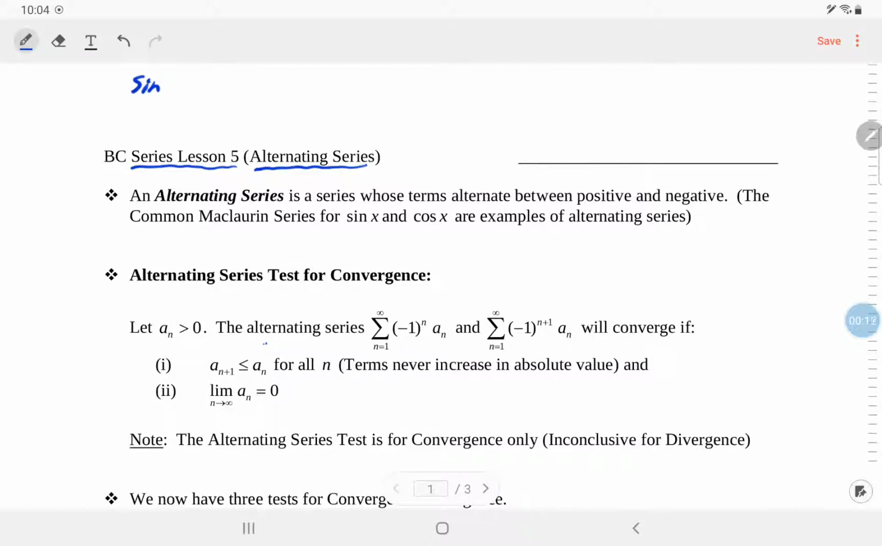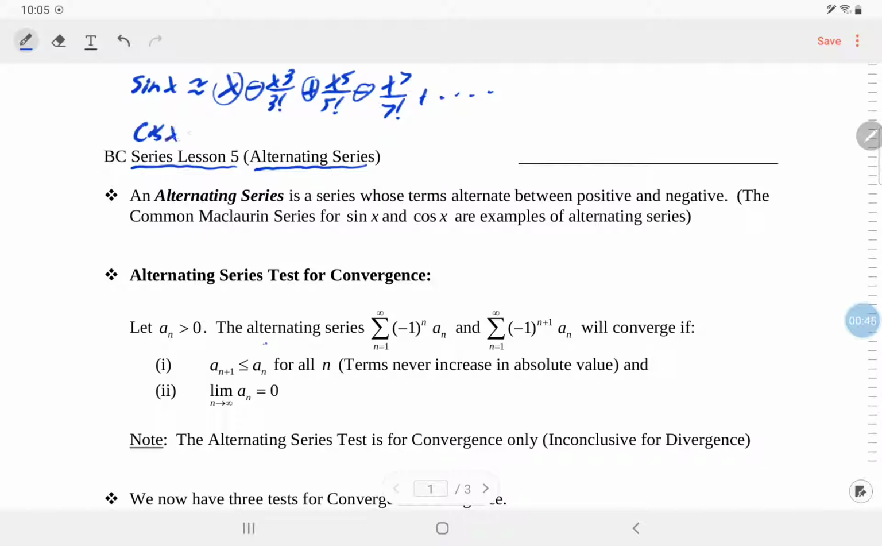If you recall our Maclaurin series or Maclaurin polynomial for sine x, remember it was all the odd powers: x minus x cubed over 3 factorial, plus x to the 5th over 5 factorial, minus x to the 7th over 7 factorial, dot, dot, dot. That's an alternating series. Why? It goes from positive to negative to positive to negative. That's what's meant by alternating.